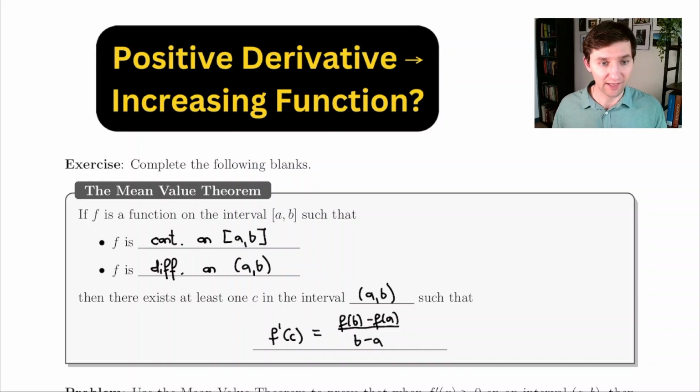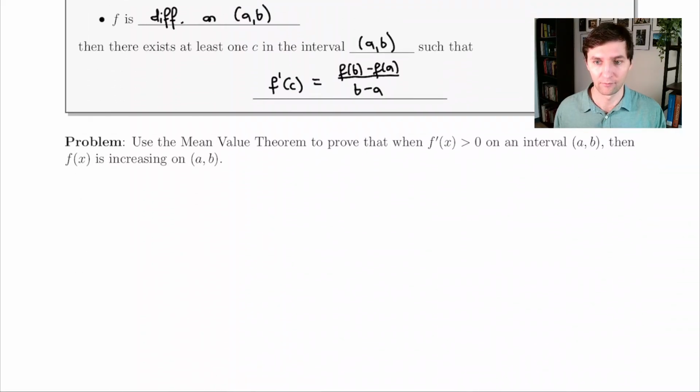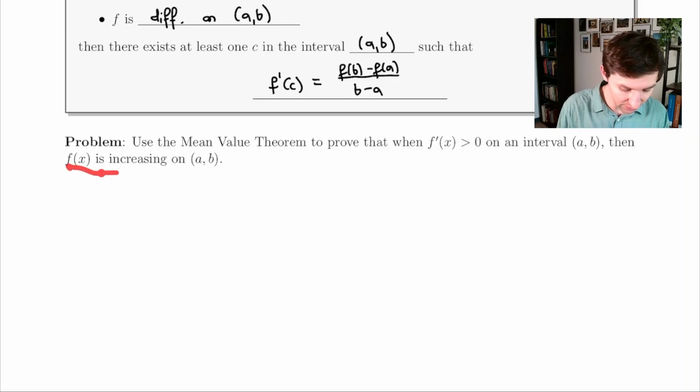Let's see if we can apply the mean value theorem to show that if a function has a positive derivative on an interval, then that function is increasing on that interval. Ask yourself, what does it mean that a function is increasing on an interval [a, b]?